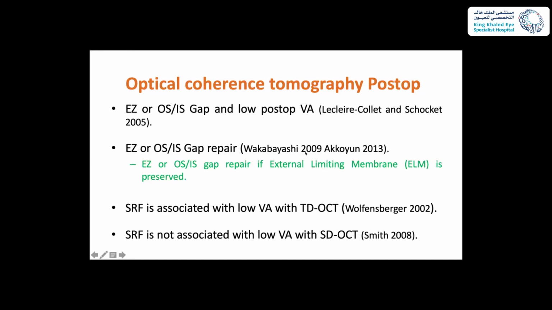Wakabayashi was the first one who spoke about this picture. Also, some of the previous works speak about subretinal fluid as a cause of low visual acuity. But these works, we need to put aside. Why? Because these works used time domain OCT, and they lack the characteristics to assess the quantity of the anomalies in the OCT. The new works made with spectral domain OCT say there's no association between subretinal fluid and low visual acuity, which actually is what we think right now.